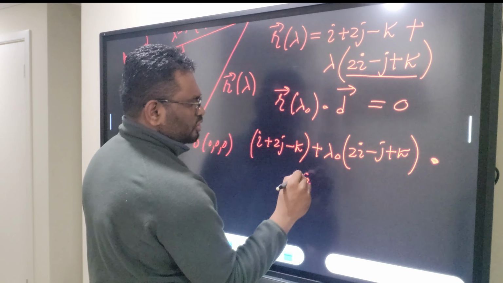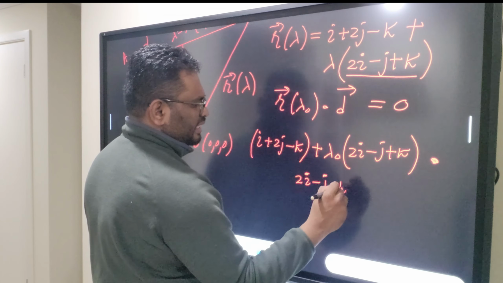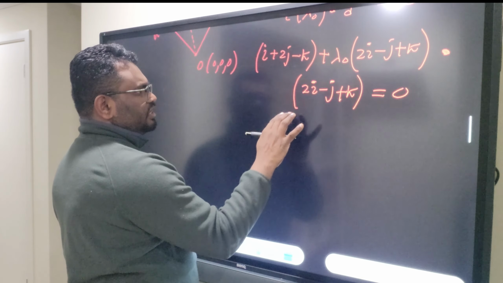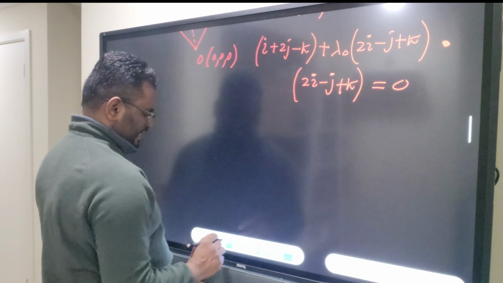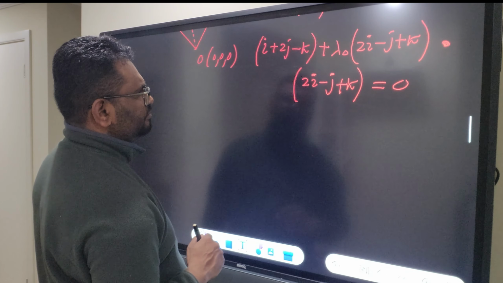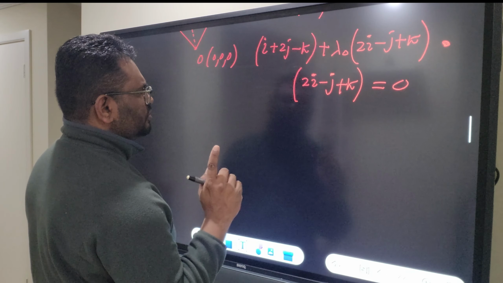So it's going to be 2i minus j plus k, and that should be 0. So now what we need to do next is to evaluate this. Okay, so now how do we do that? When you are dotting, I only dot. So I'm going to have i's and j's and k's from here, and then from here, and then that will be dotted with this guy.